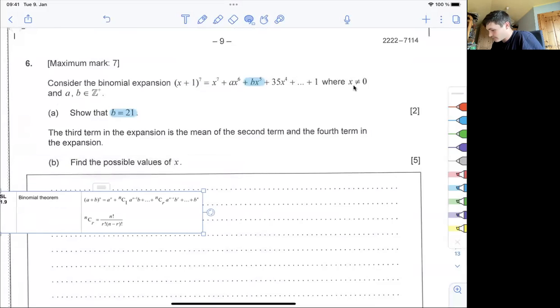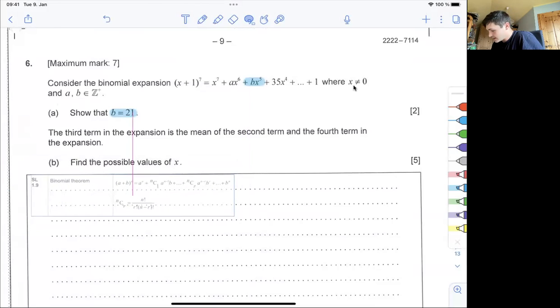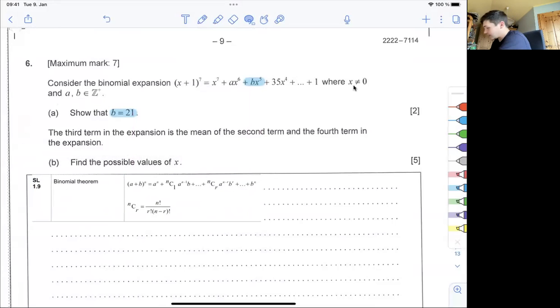Nice. Okay, cool. The main thing that you're going to want to pay attention to here is the general term, this idea: nCr multiplied by a to the power of n minus r, multiplied by b to the power of r. In our circumstance here, x is a and 1 is b.